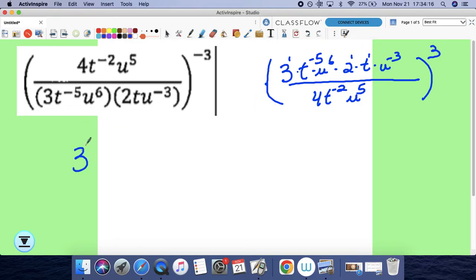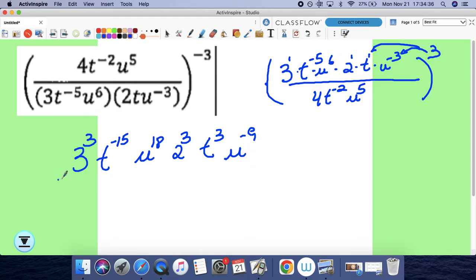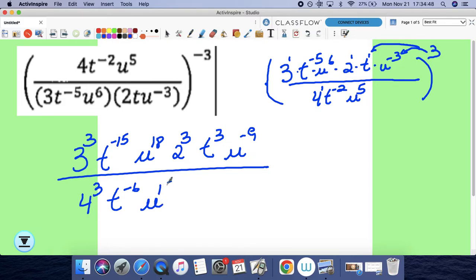So you would have 3 to the third power, t to the negative 15, because negative 5 times 3 is negative 15, u to the 18th, right, 6 times 3, 2 to the third, t to the third, and u to the negative 9. So if I multiply this 3 times everybody over, and again there's a 1 here, so 4 to the first, multiply the exponent 1 times 3, I get 4 to the third power, t to the negative 6, and u to the 15th power. So, right, and that gets rid of this guy right here. It's gone.